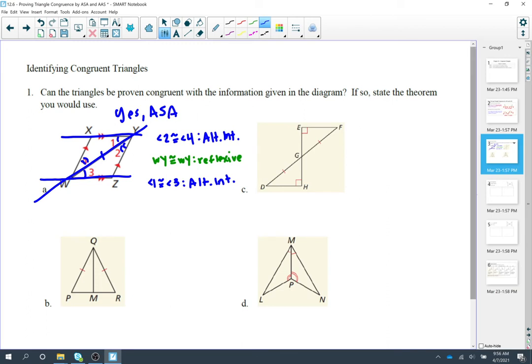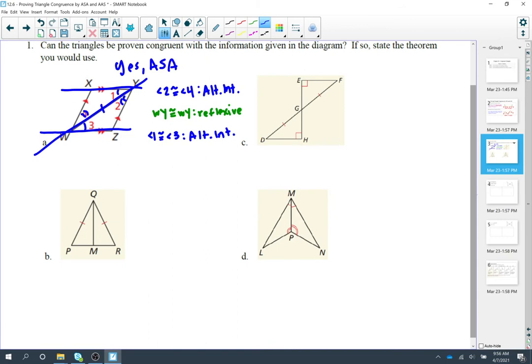Okay, letter B. Can we conclude? So letter B I'm looking at, and if we look at this outside triangle, do you notice that this side is congruent to this side? Which means ultimately this is an isosceles triangle, so I know that the base angles are congruent, which gives me an angle and a side. Well, then I'm going to look right here, and I know that this is congruent to itself. So this would be side, side, angle.